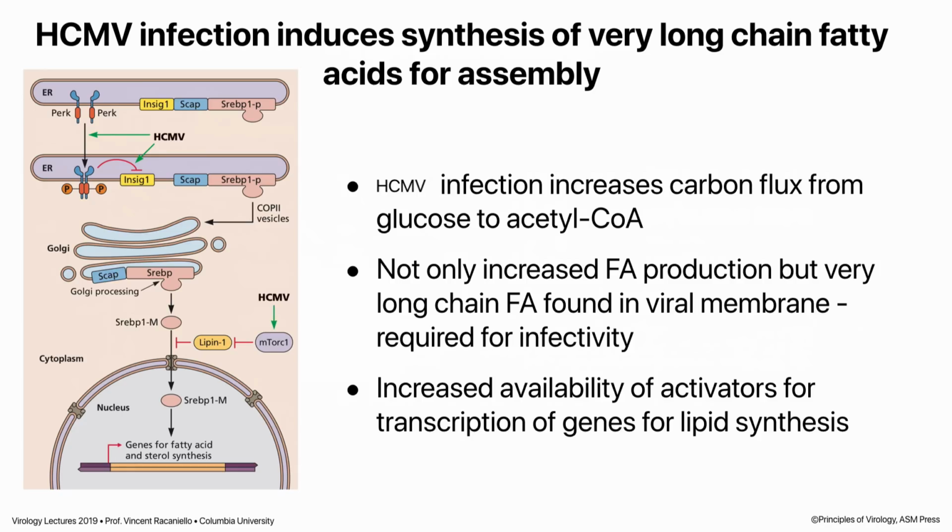Here's an example of human cytomegalovirus. It wants very long chain fatty acids for its assembly. I showed you before that infection increases carbon flux from glucose to acetyl-CoA, and it does so by interfering with the normal pathway for fatty acid synthesis. So the genes for fatty acid synthesis in the cell nucleus are encoded in the DNA, of course. They include all the enzymes you need for that. And the promoter is activated by this transcription factor called SREBP1.